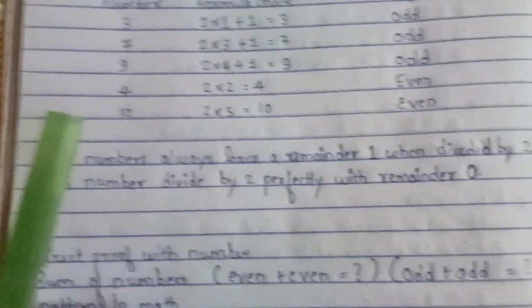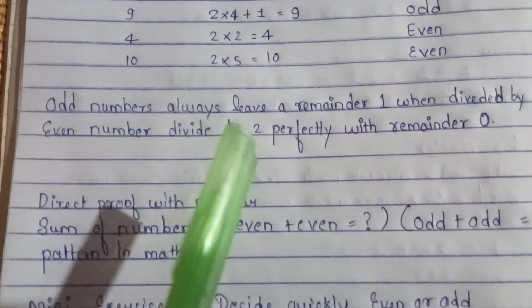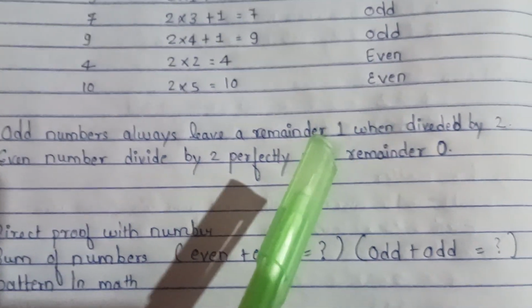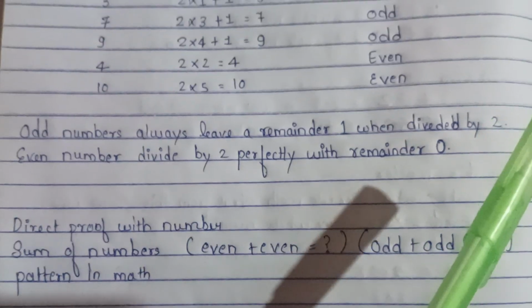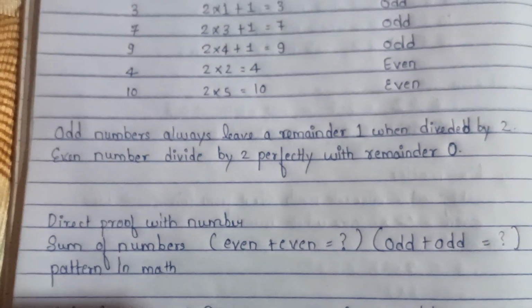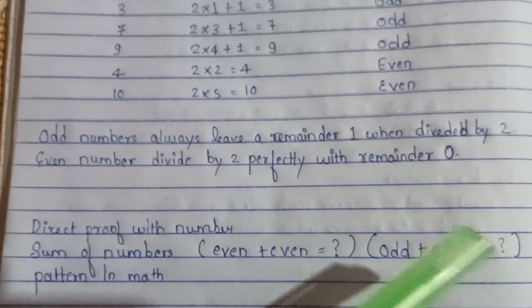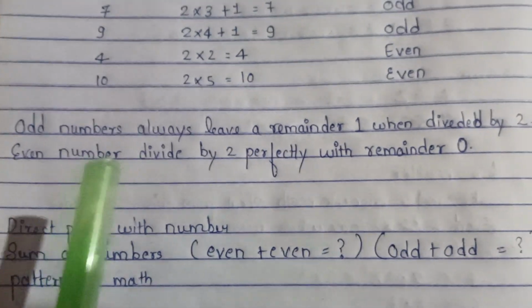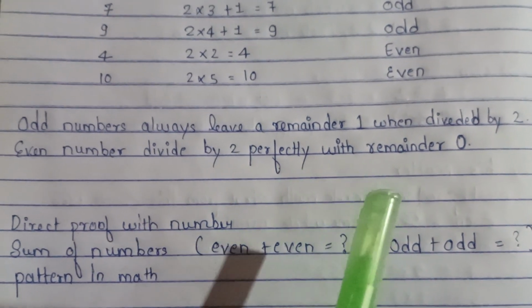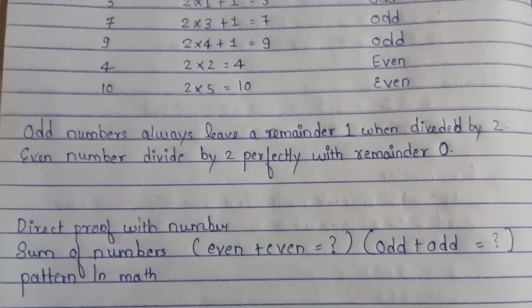So an odd number always leaves a remainder of 1 when divided by 2. Now it's talking about dividing, and an even number divides perfectly with remainder 0.